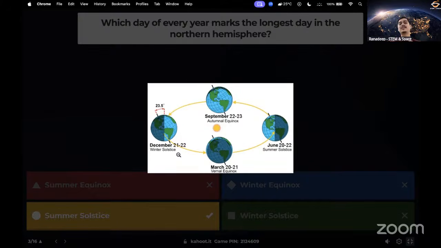So if you look at the summer solstice, it is that day which falls usually between June 20 and June 22. This day is the day of the year when the Earth, or that portion of the Earth which is closer to the sun, receives sunlight for the maximum amount of time throughout the day. So the daytime becomes maximum and the night time becomes minimum on that particular day, that is summer solstice.